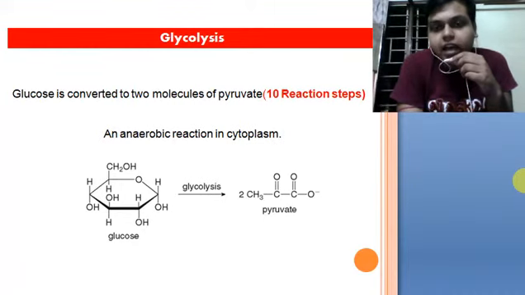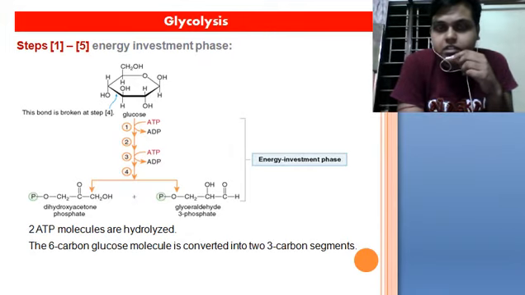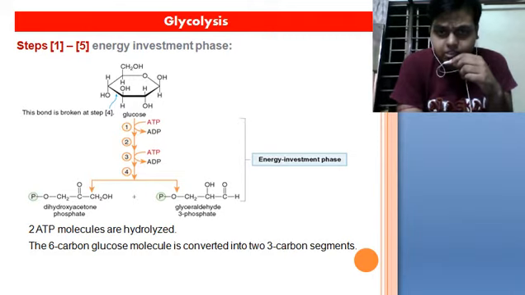And it is an anaerobic reaction in the cytoplasm, and by this reaction glucose is converted to pyruvate. Now glycolysis has 10 steps. Steps 1 to 5 are termed the energy investment phase, because 2 ATP are utilized in these phases. Steps 1 to 4 constitute the first portion of glycolysis.